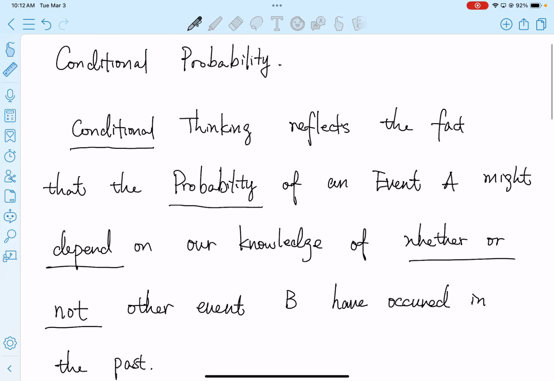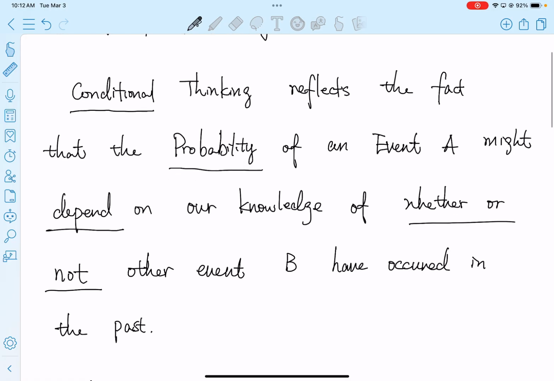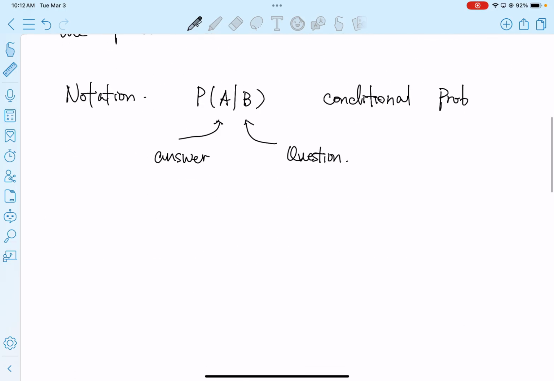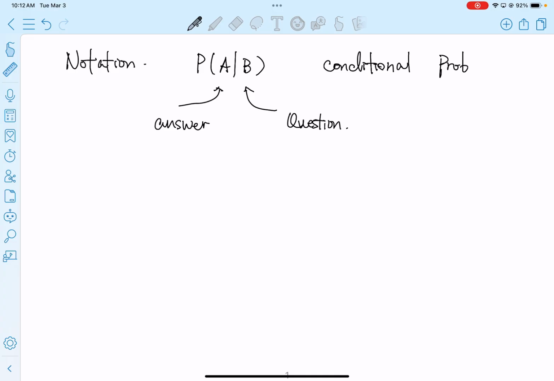Okay, so today I'm going to talk about conditional thinking. The idea of conditional thinking is to reflect the fact that the probability of an event A might depend on some other knowledge, such as whether or not an event B has occurred in the past. Here is the notation for conditional probability: we write it as the probability of A given B. One example in ChatGPT is that you will have the probability of getting different answers conditional on the question that you ask.